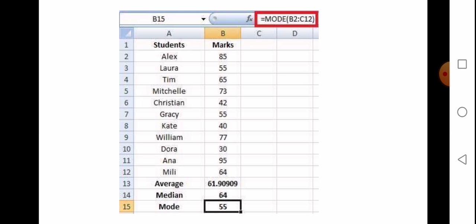In Excel, the MODE function helps you to find out the value that occurs the most number of times. When you are working on a large amount of data, this function can be a lot of help to find the most occurring value in Excel. Use the MODE function and select the range you want to find the mode of. In our example here, we use the formula equal sign MODE and then drag from the particular cell, and since two students have scored 55, we get the answer as 55.